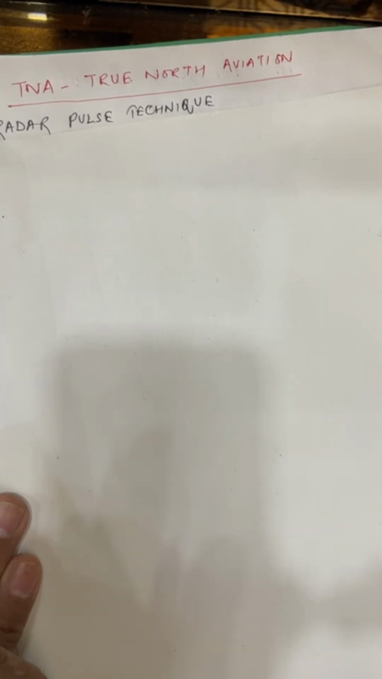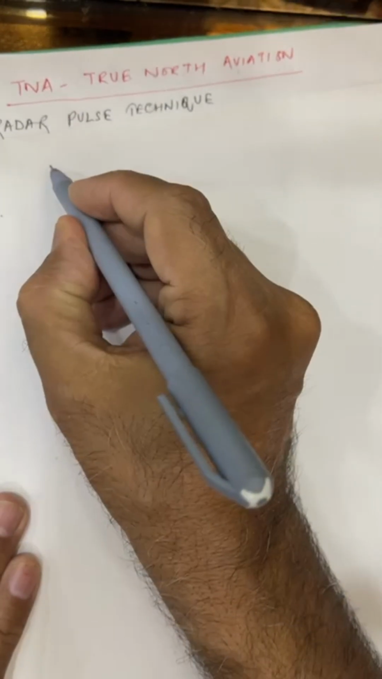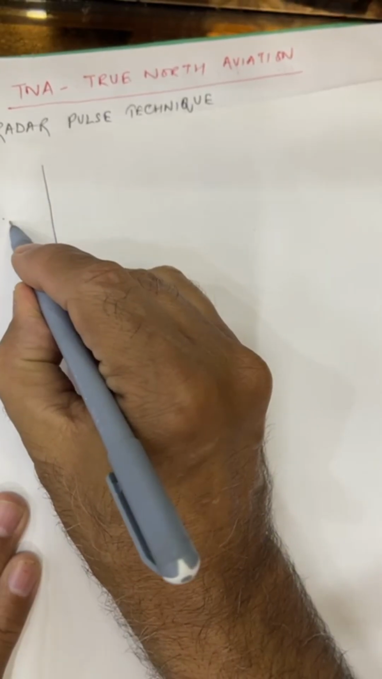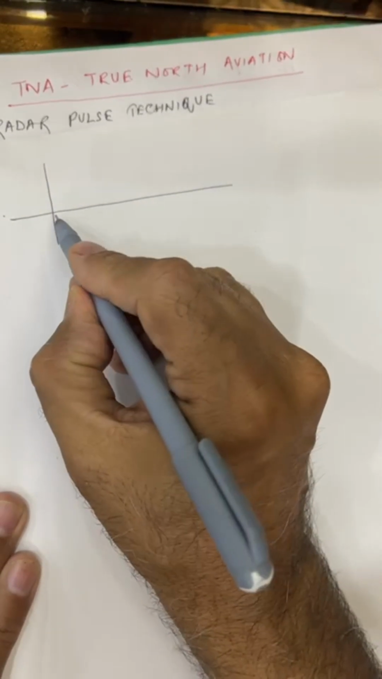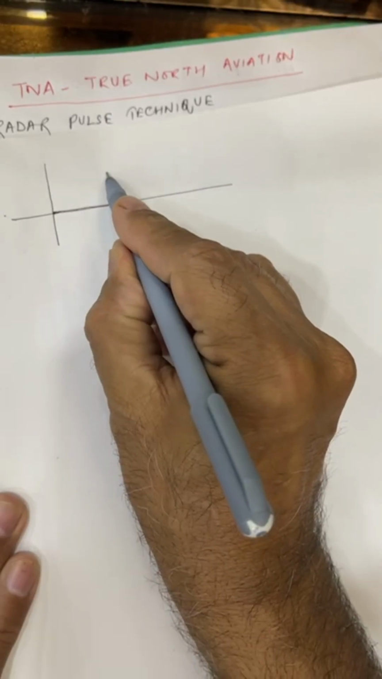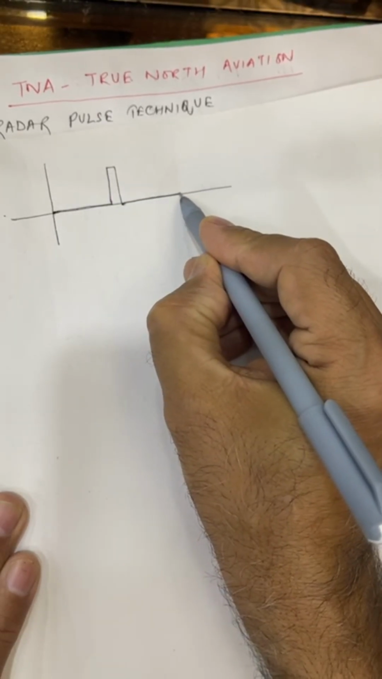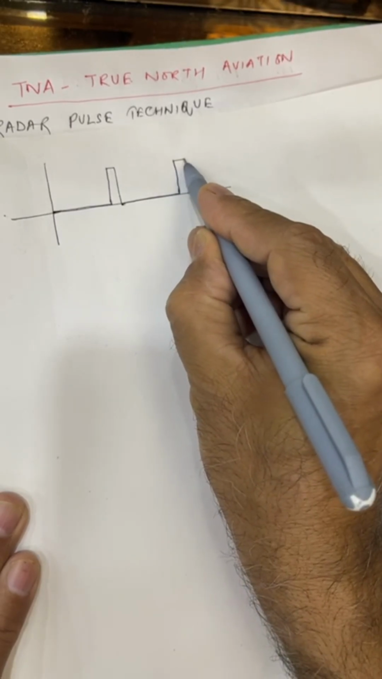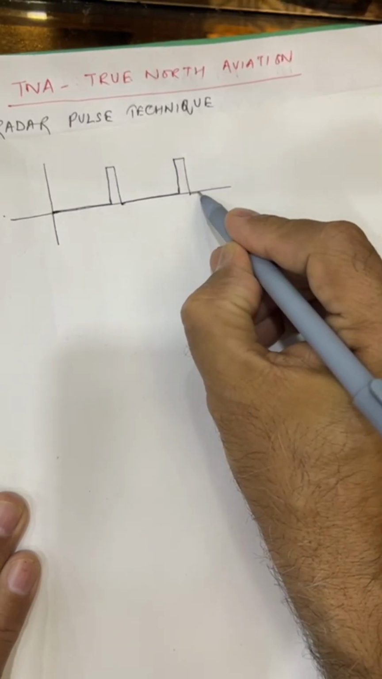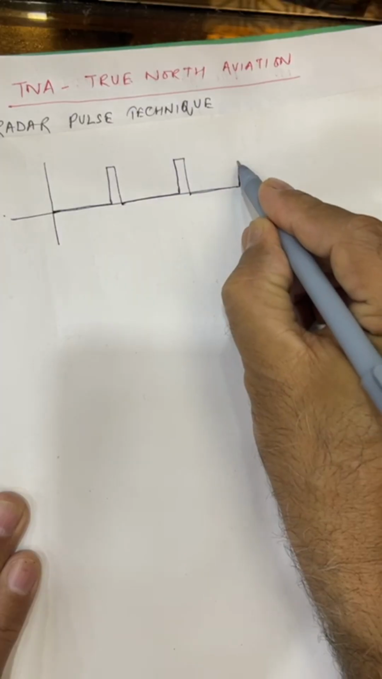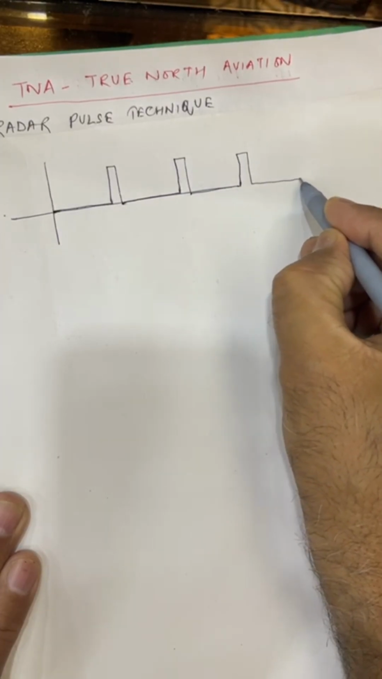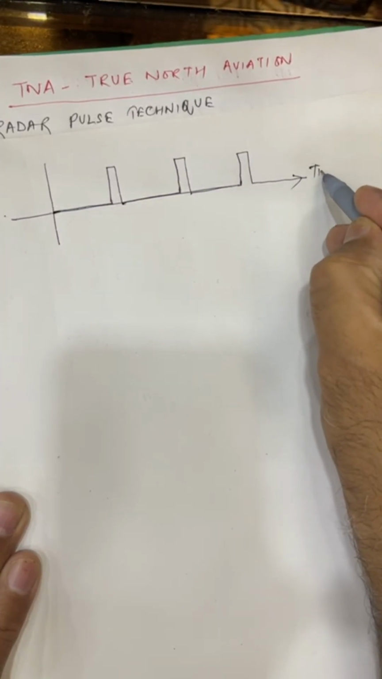What is pulse technique? In pulse technique, radio energy is transmitted in a predetermined shape. Let's take a shape like this. This pulse is generated. Again, after a time interval, this pulse is generated, and again at the same interval this pulse will generate. This is the time graph. Okay.